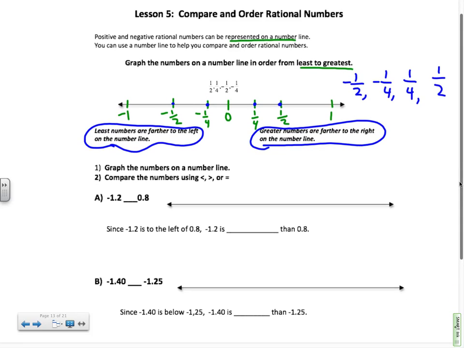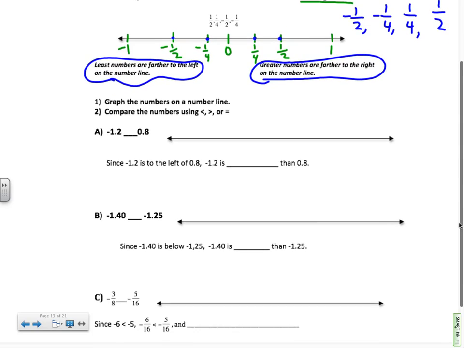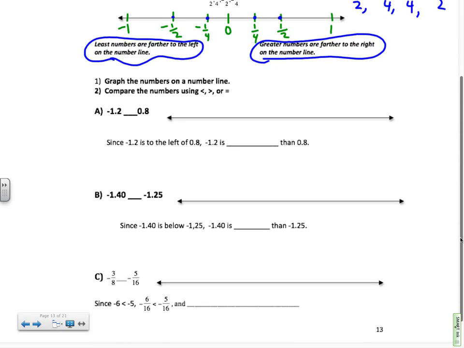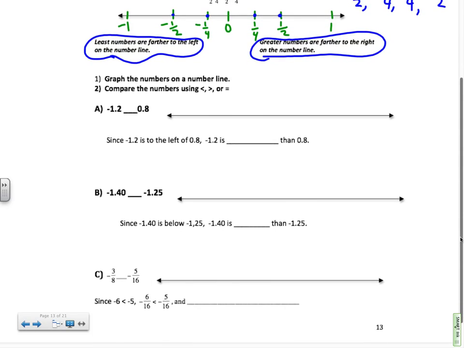The directions are step 1, graph the numbers on a number line, and step 2, compare the numbers using less than, greater than, or equal to. So look at A. We have a negative number and we have a positive number. We have decimals this time. We already know that negatives are always going to be less than positives, so I'm going to go ahead and put that symbol in there. But let's just take a look real quickly and see where they would fall on the number line.